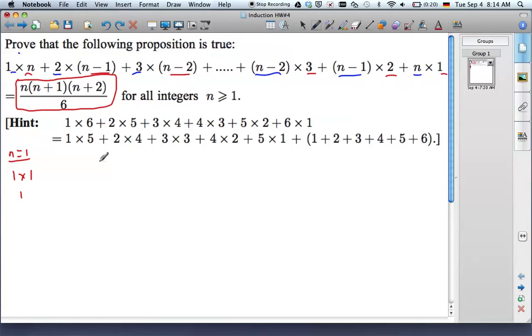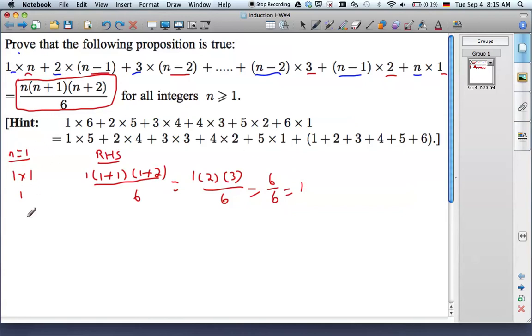Now let's check the right-hand side. The right-hand side gives us 1 times 1 plus 1, 1 plus 2, replacing n with 1. It's 6. We'll just work a little bit this way: 1 times 2 times 3 over 6, which is 6 over 6, which we see as 1. All right, so we've shown true for n equals 1.